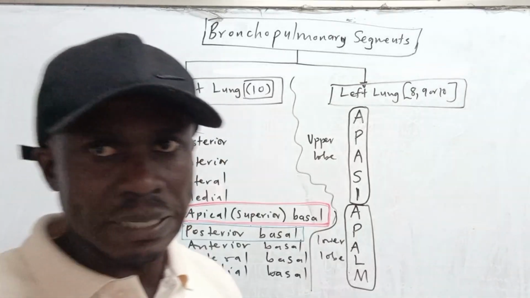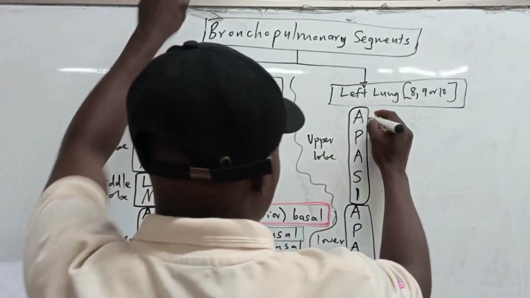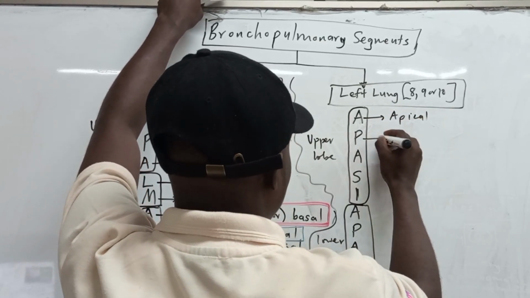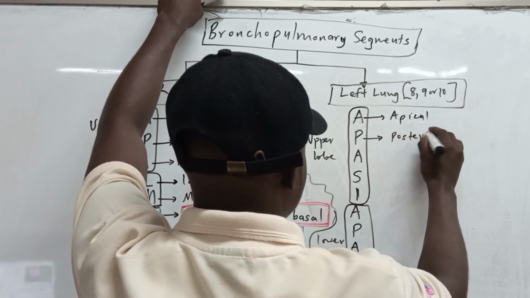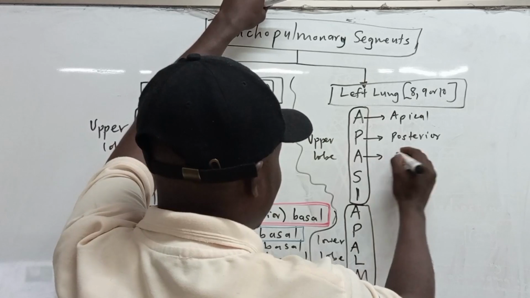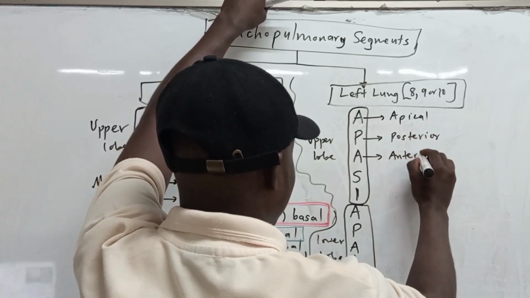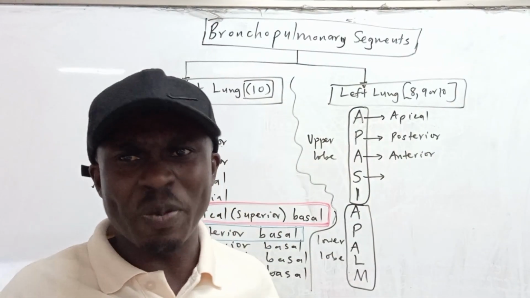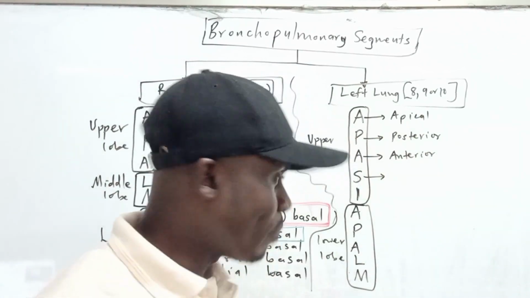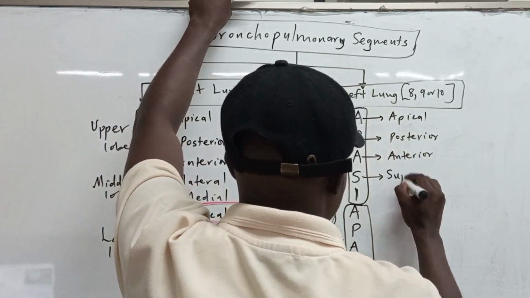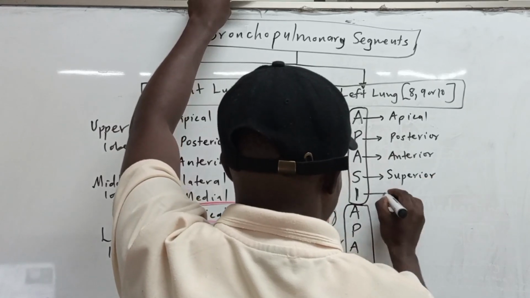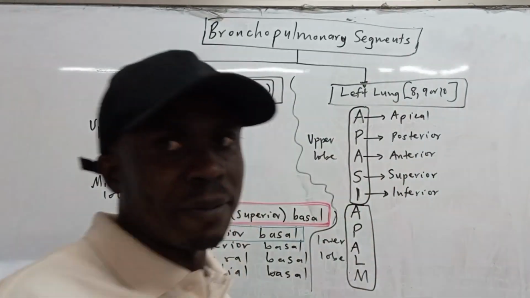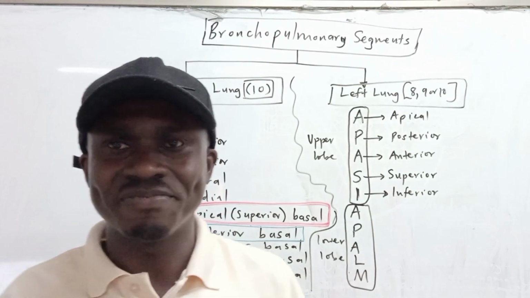So let's look at the nomenclature again. Now A for what? Apical. So we go again. Apical. P for posterior. A again, the opposite of posterior, anterior. Now how about S? In your basic anatomy, S, usually we know about it. S is what? Superior. So I'm talking about superior this time around. Superior. And then I, opposite will be inferior.